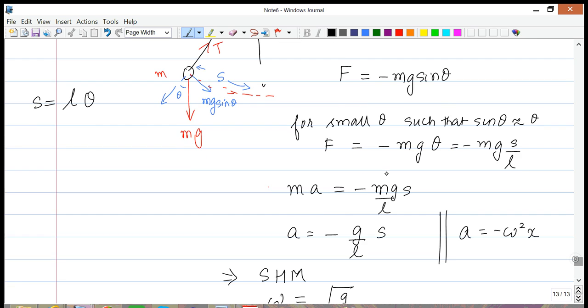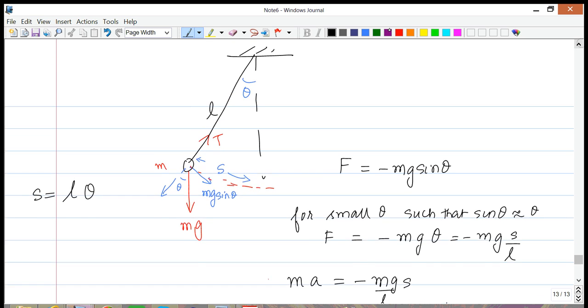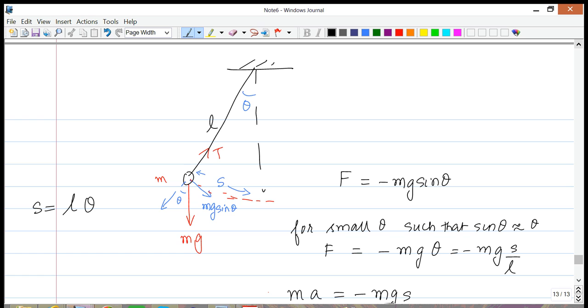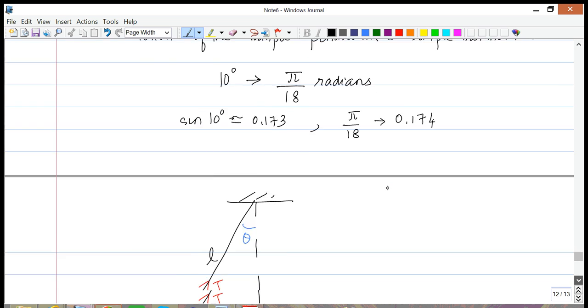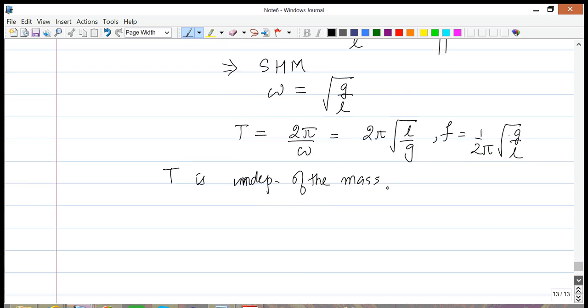Once again, it all starts with this approximation: the motion is going to be simple harmonic only for small angle theta, such that sine of theta is approximately equal to theta, because in other cases it's not. In fact, the problem cannot be solved analytically when theta does not satisfy this condition. That is it for the simple pendulum.